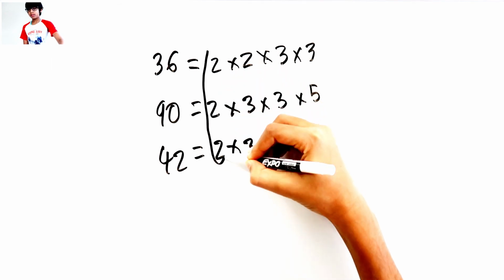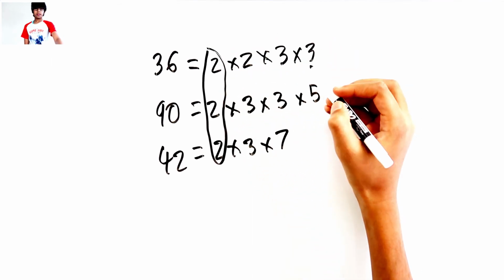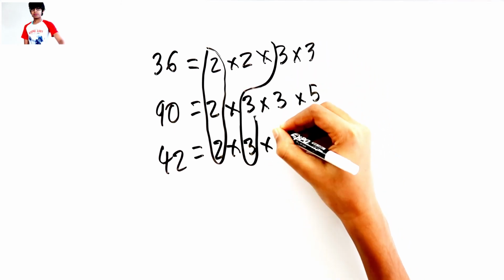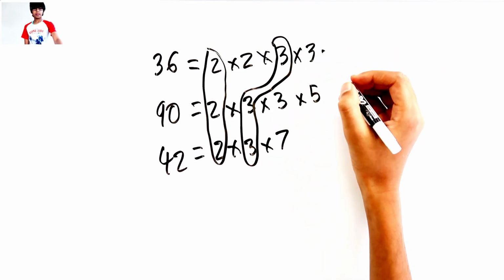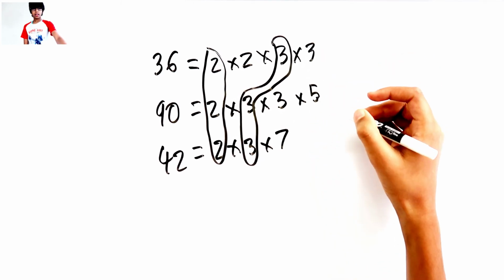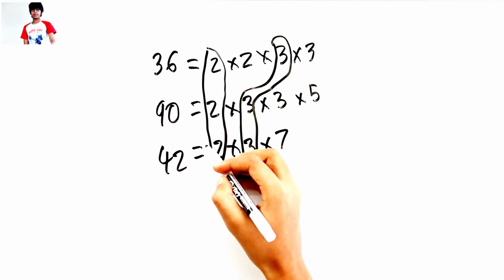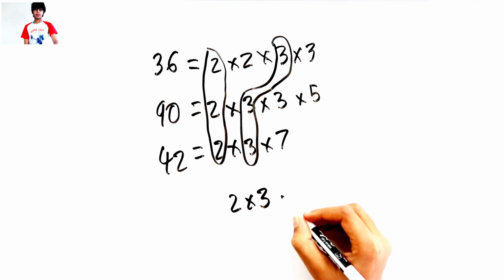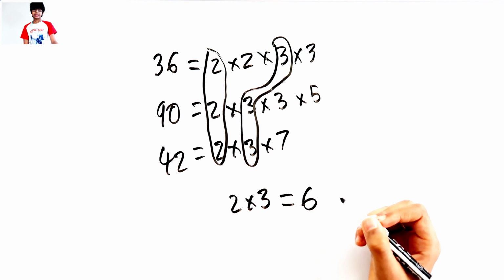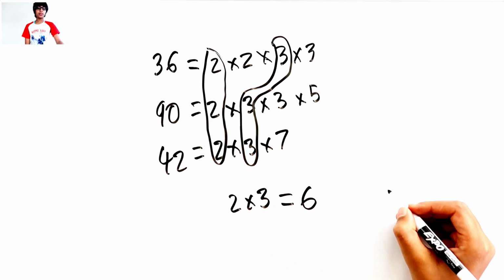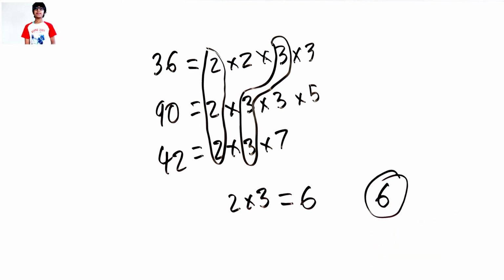Now, let's group them. So 2, and there's no 2 here. 3, there's a 3 over here, and there's a 3 over here. And that's it. So now let's write both of these numbers here. 2 and 3. So 2 times 3 is 6. Now, the highest common factor for 36, 90, and 42 is 6.